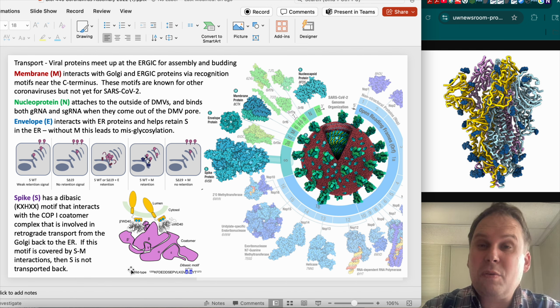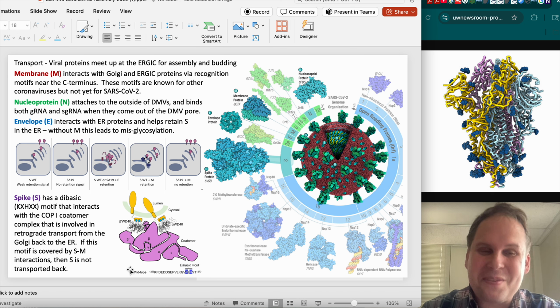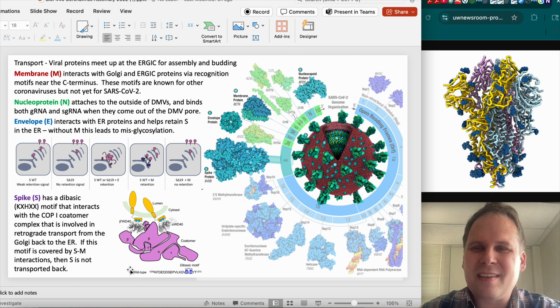For SARS-CoV-2, we actually don't know what the motif is. Isn't that embarrassing? We don't know on this well-studied coronavirus. But for other coronaviruses, it seems to be that. It's interacting with proteins, and it is transported actively to the Golgi and ER-Golgi intermediate compartment. Nucleoprotein gets to come along for the ride if it interacts with an M, but nucleoprotein probably does not actually get trafficked to the right place.